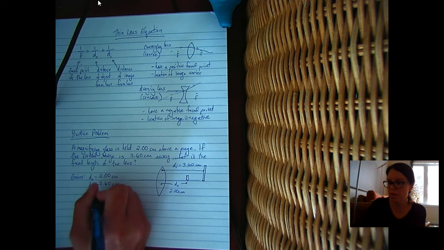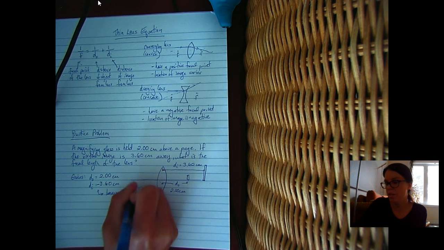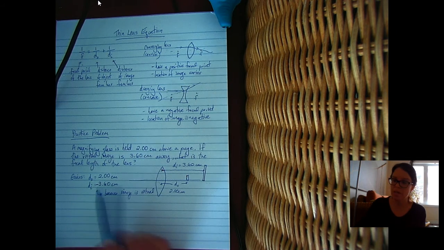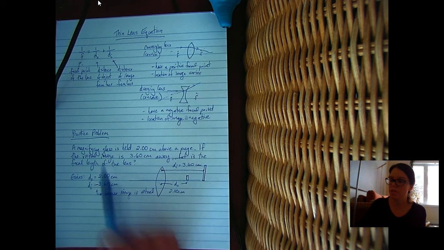So I can write a little note here. This is negative because the image is virtual. And it told us that in the problem. Okay, so even if you didn't know that by what you generally know, as soon as you see virtual image, you should know that that should be negative.